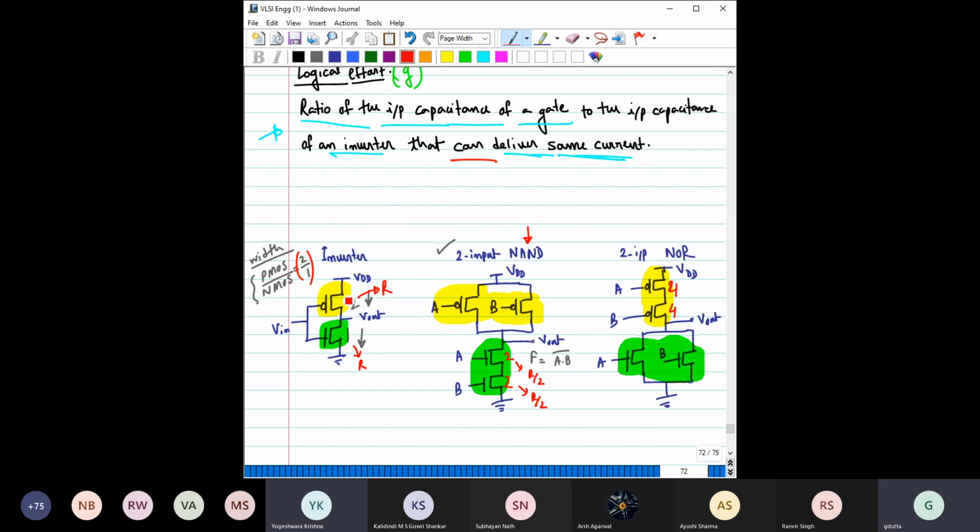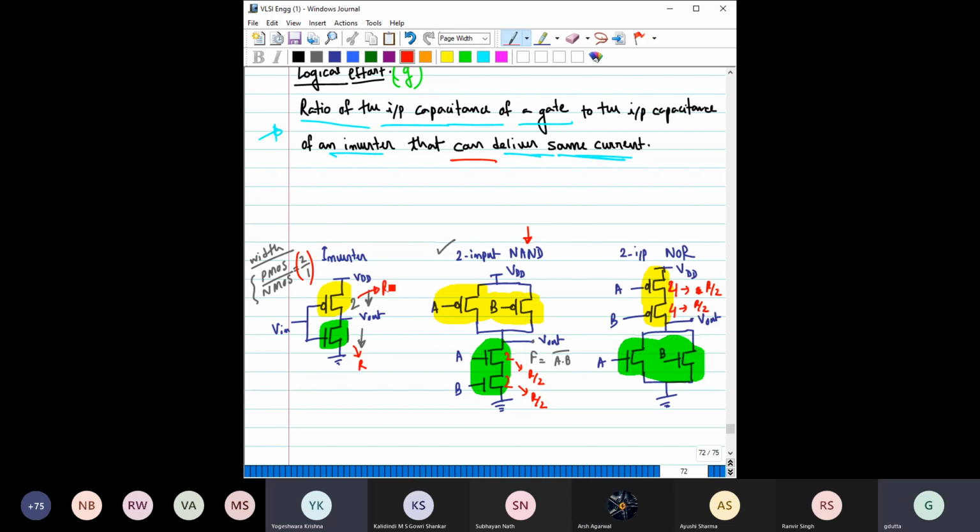Consider that for this case, the hole mobility is half compared to the electron mobility. So here it is R. That means when you make it 4, this becomes R by 2. So the total resistance for this pull-up network becomes R by 2 plus R by 2, which is equal to R only, the same as this. Yes, sir. I get it. Thank you.